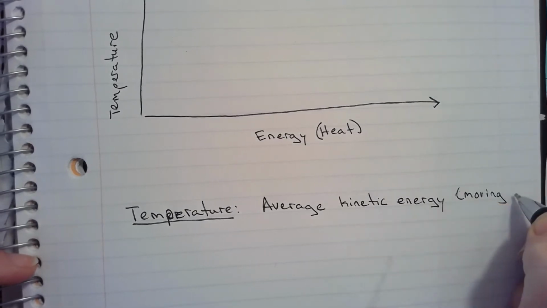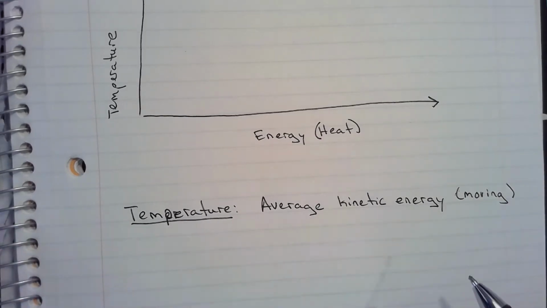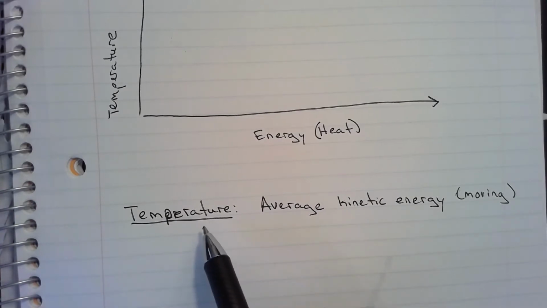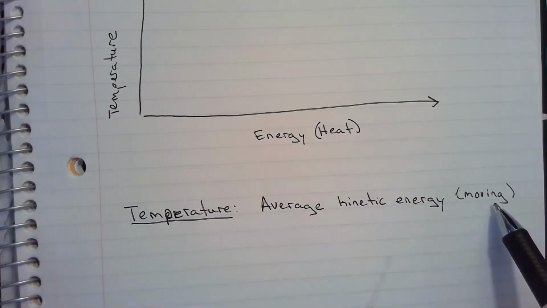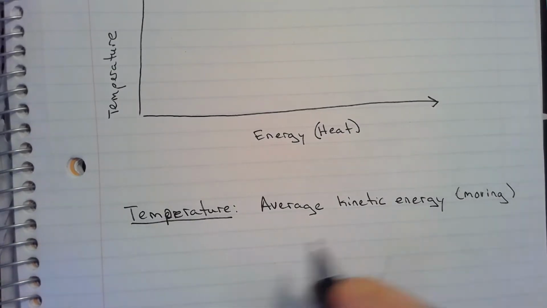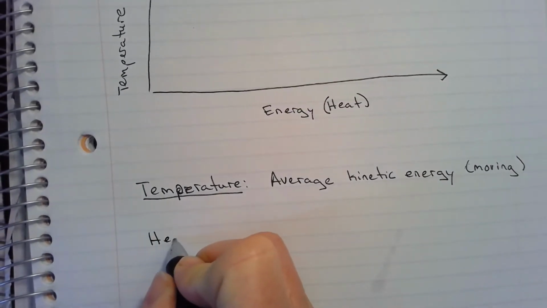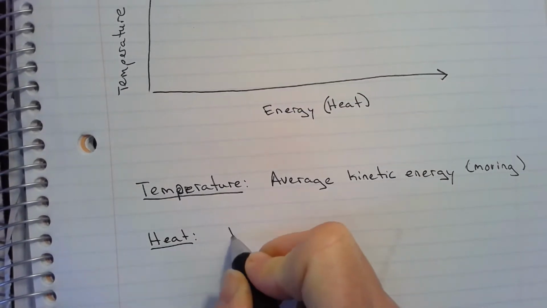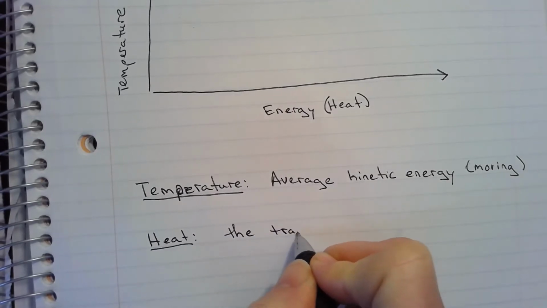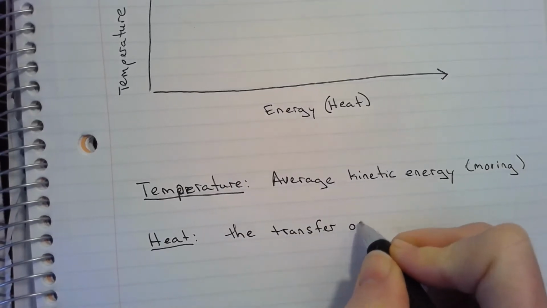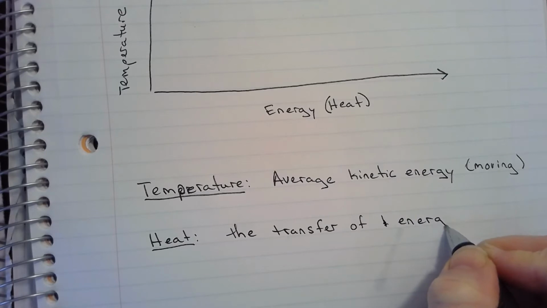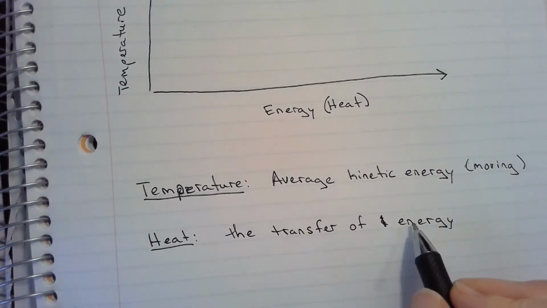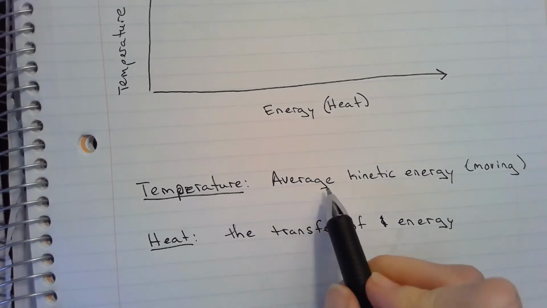We know that kinetic energy is moving energy. It's just your average kinetic energy. It's just how fast those molecules are moving. That's what your temperature is. So when you say what's the temperature outside, you're looking to see what's the average kinetic, how quickly are those particles moving. And heat is the transfer of energy. So heat is the transfer of the energy, and temperature is that average kinetic energy.